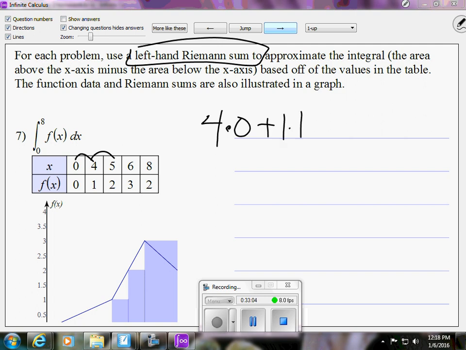1 times 1 plus 1 times 2, plus 2 times 3. You just had to decide for each rectangle which y to use. And then you could see it down here. So you get 0 plus 1 plus 2 plus 6, which is 9.